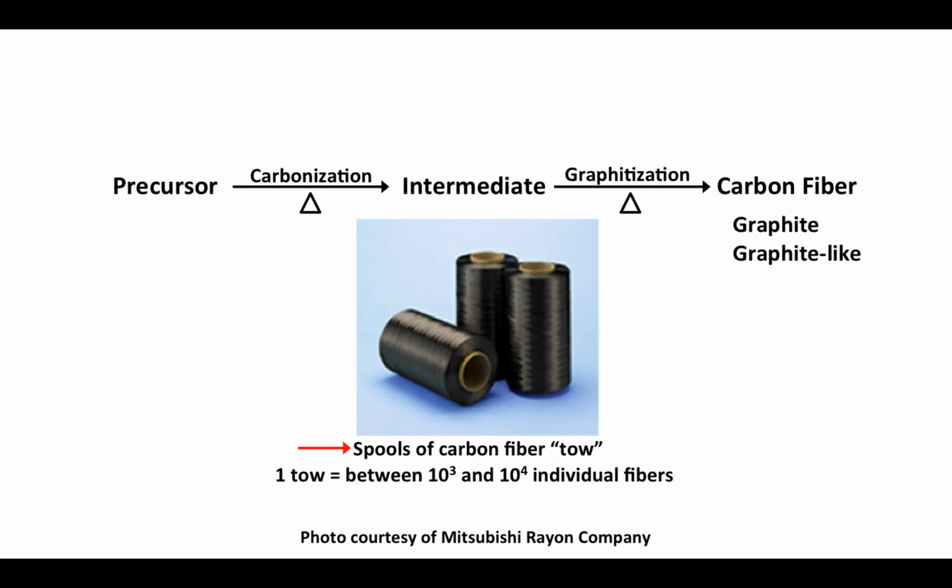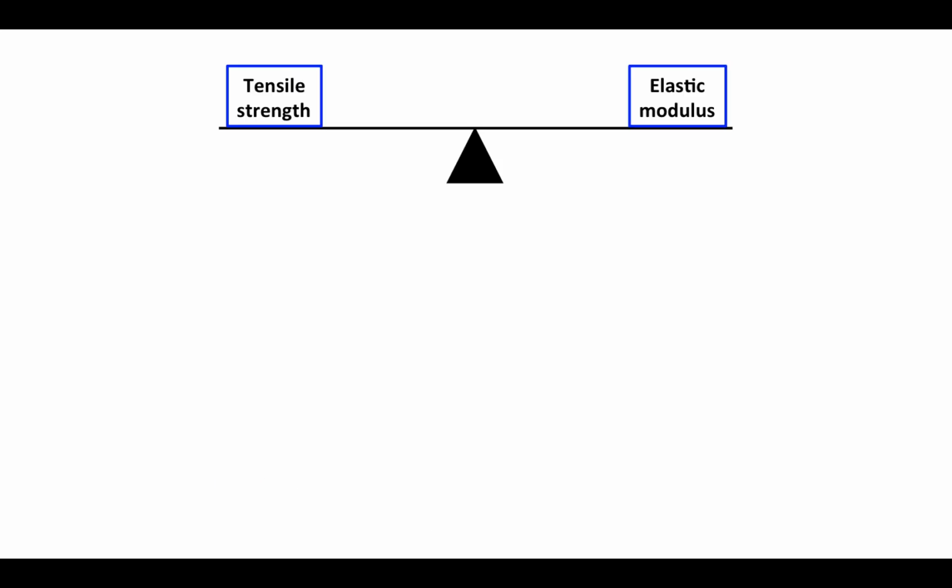In the picture are spools of carbon fiber tow. Tow is a bundle of many individual fibers, and one tow could have thousands or tens of thousands of individual fibers. The manufacturing of carbon fiber involves trade-offs and achieving a balance between tensile strength and elastic modulus.